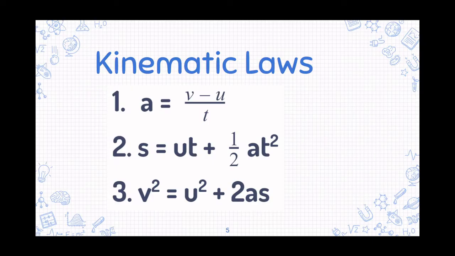There are three kinematic equations. U equals initial velocity, V stands for final velocity, A stands for acceleration, S stands for displacement, and T stands for time. The three equations are shown on the screen. A equals V minus U over T, S equals UT plus half AT squared, and V squared equals U squared plus 2AS. Let's use these equations to solve the following problem.